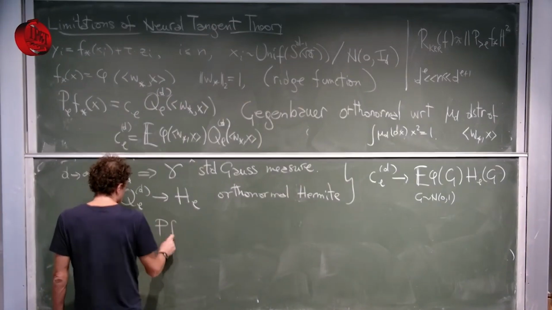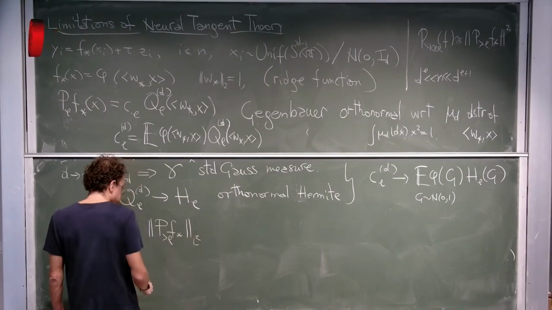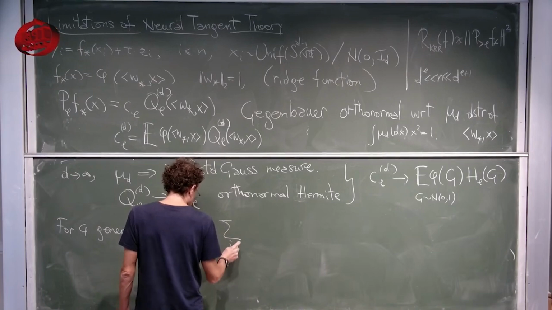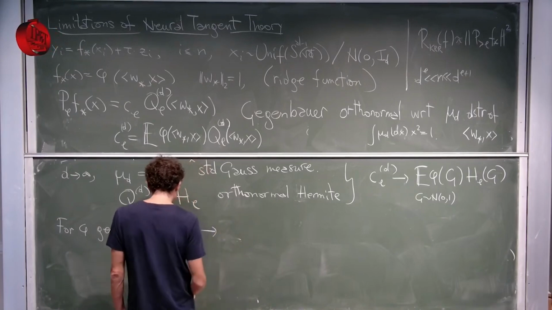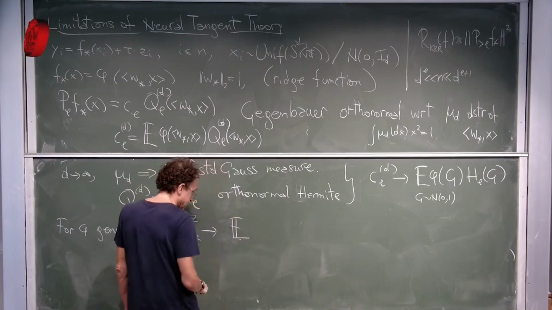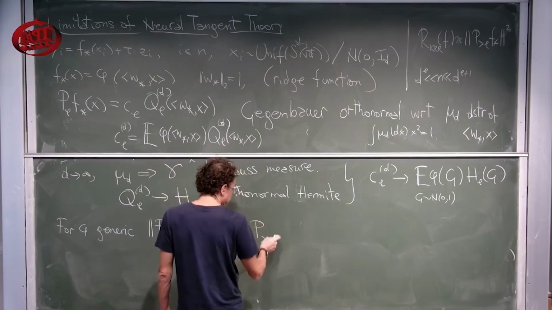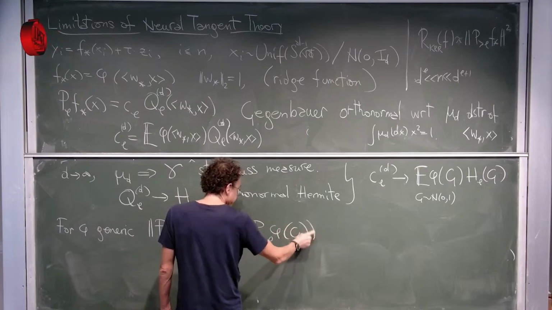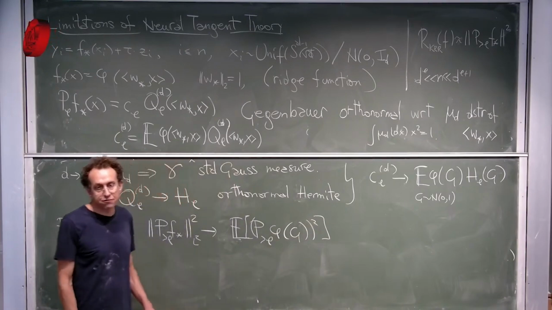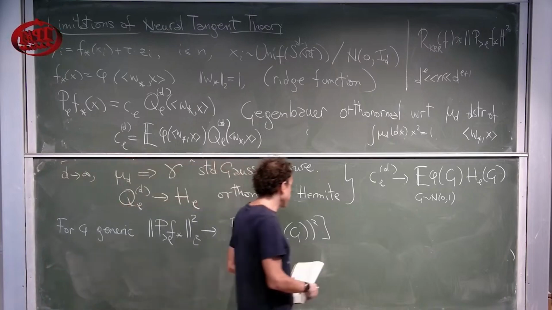So the norm squared of the projection onto degree greater than l converges to the sum over k, explicitly, the expectation of the projection onto polynomials of degree bigger than l of the function. This is the error in the best approximation of P by degree l polynomials. So unless P is a degree l polynomial, this is nonzero.